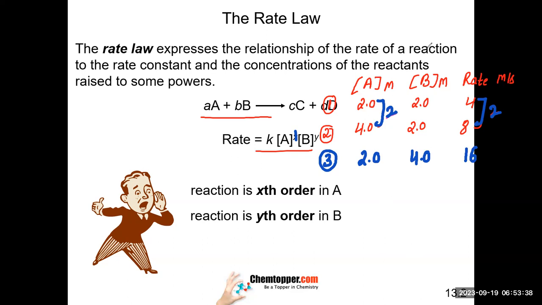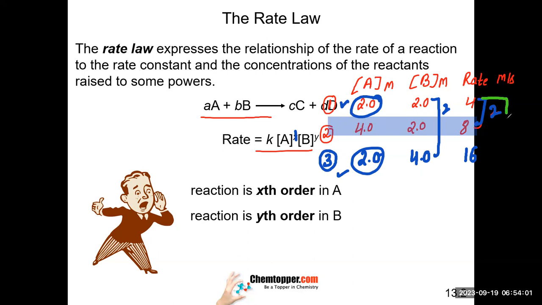Now compare 1 with 3. Just ignore the center one, because in the center A is changing. Just check A in the first and second. Is A changing? No. Is B changing? Yes. How many times? 2. So this rate is changing because of the change in B. But this one is changing 2 times, and this one is changing 2 raised to power 2 times, 4 times. Isn't it? So what is the value of Y? Y is 2.